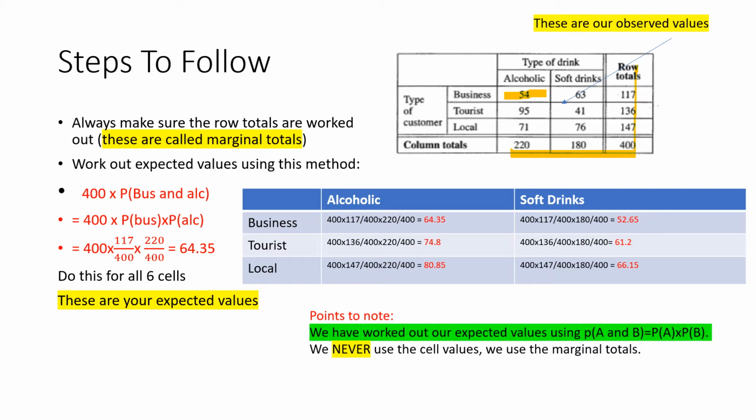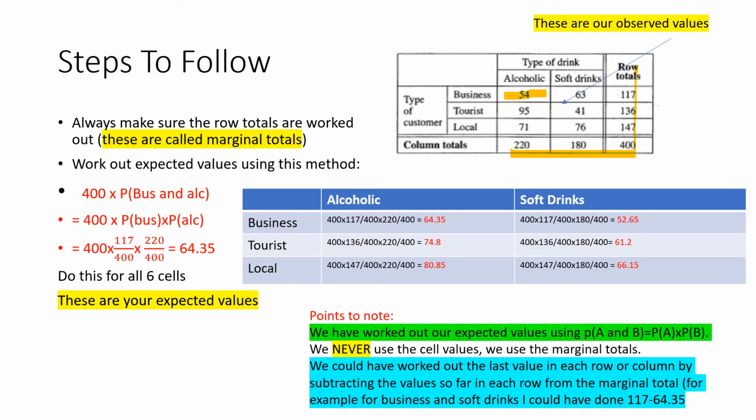Okay, now I've said here, we've worked out our expected values using the probability of A and B being the probability of A times the probability of B. We never use the cell values, we always use the marginal totals. In other words, in all my calculations for the chi-squared statistic, these numbers here, 54, 63, 95, 41, 71, 76, are not used to work out the probabilities. I'm only going to be using those in a little while when I look at every individual cell. To get the probabilities, we use the marginal totals. Okay, and that's really important.